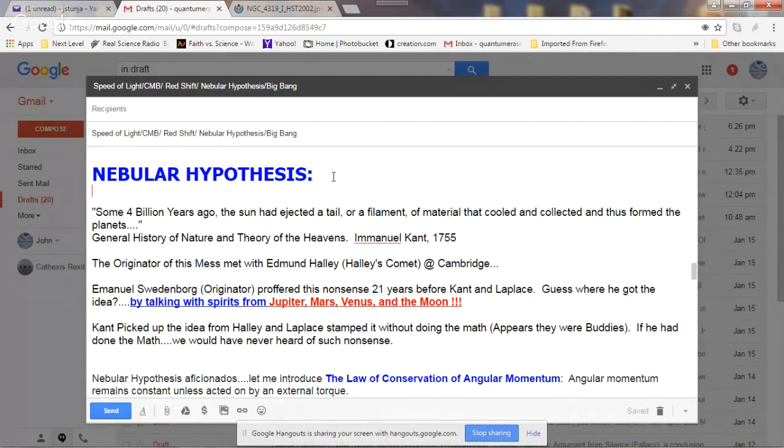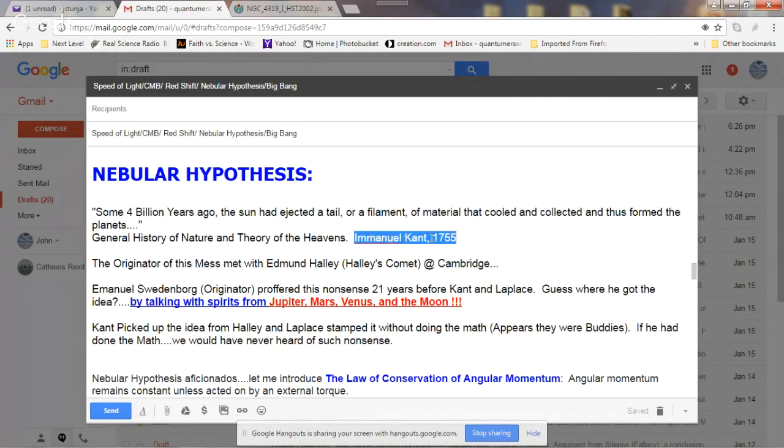So yeah, let's get in with this. This is a belly laugh. So from Kant, I like the way you pronounce this. I didn't see that title before. That was German, right. So from Immanuel Kant in 1755. So some 4 billion years ago. Yeah, that's a good one. I guess he never heard of quantum mechanics. I'll excuse him right now.